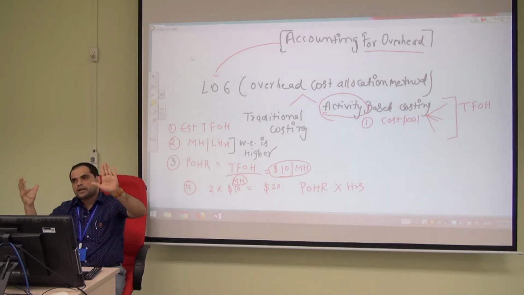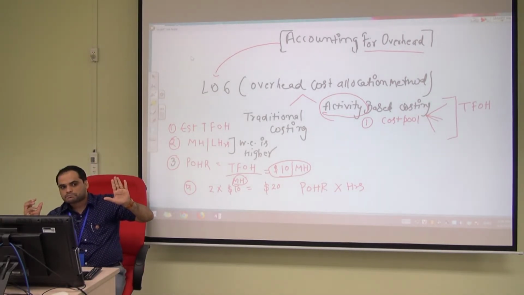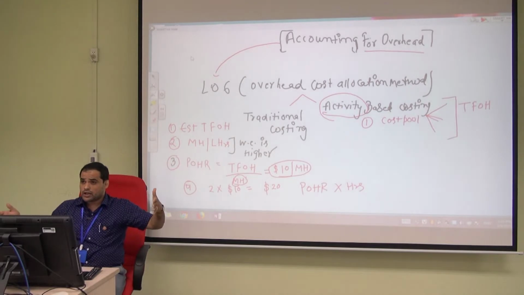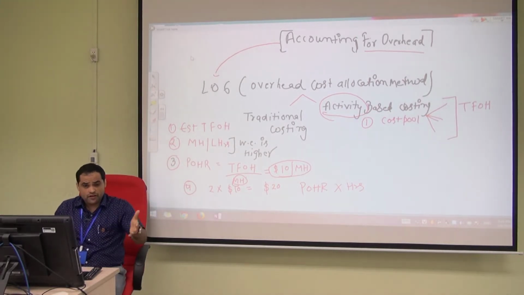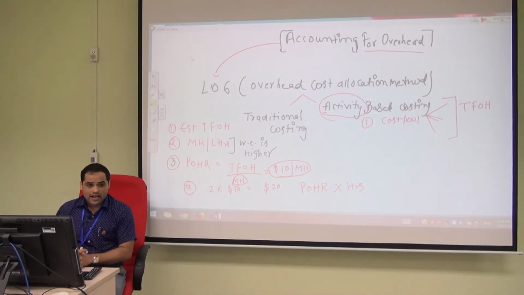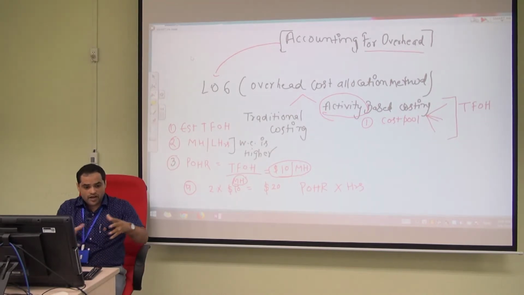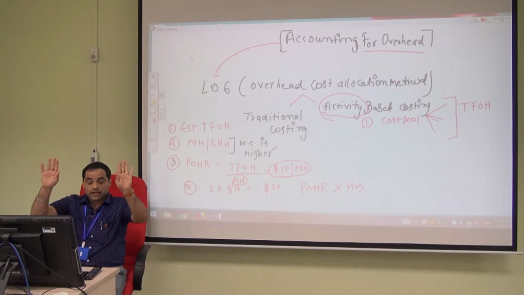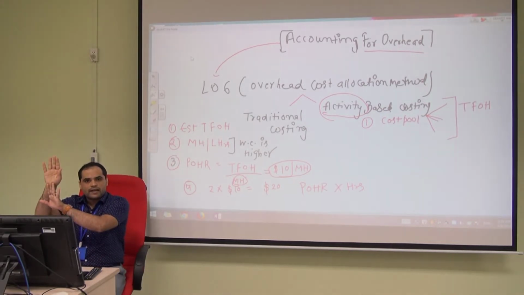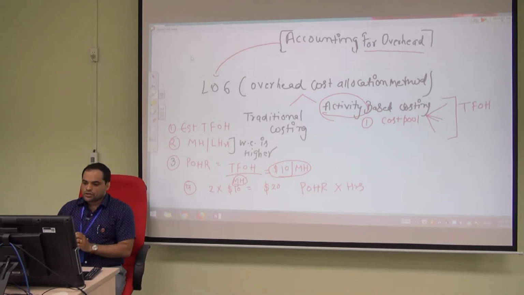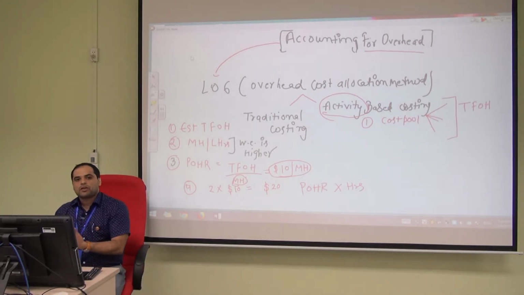Another activity could be, for example, renting a factory. Factory rent is, of course, your factory overhead. And when we rent a factory, we rent according to square meters or square feet. So square feet of renting could be another factory overhead. That is an example of a cost pool.